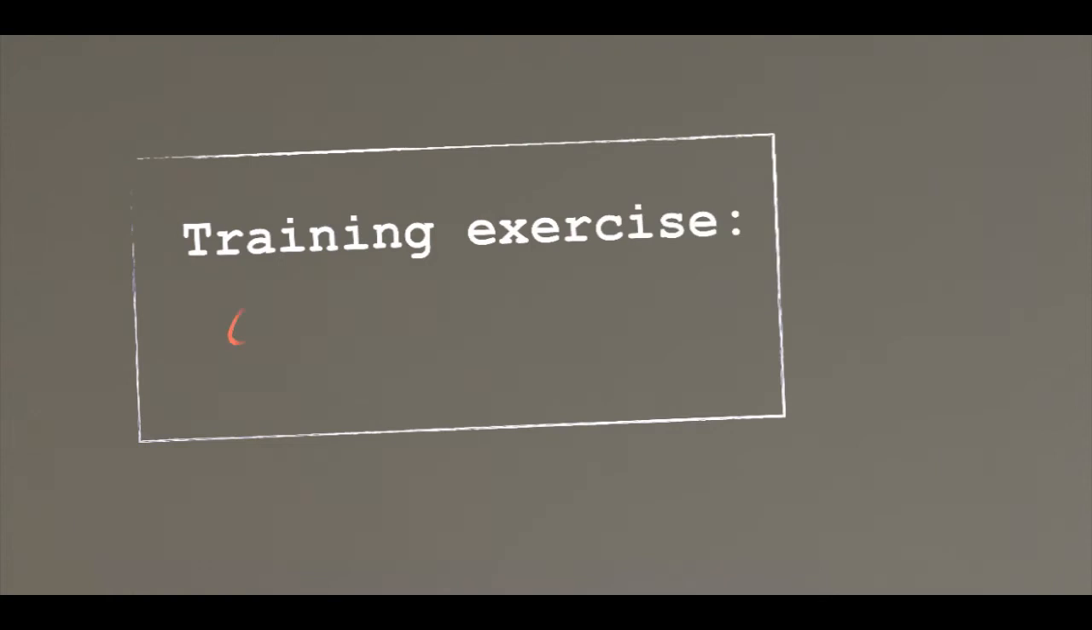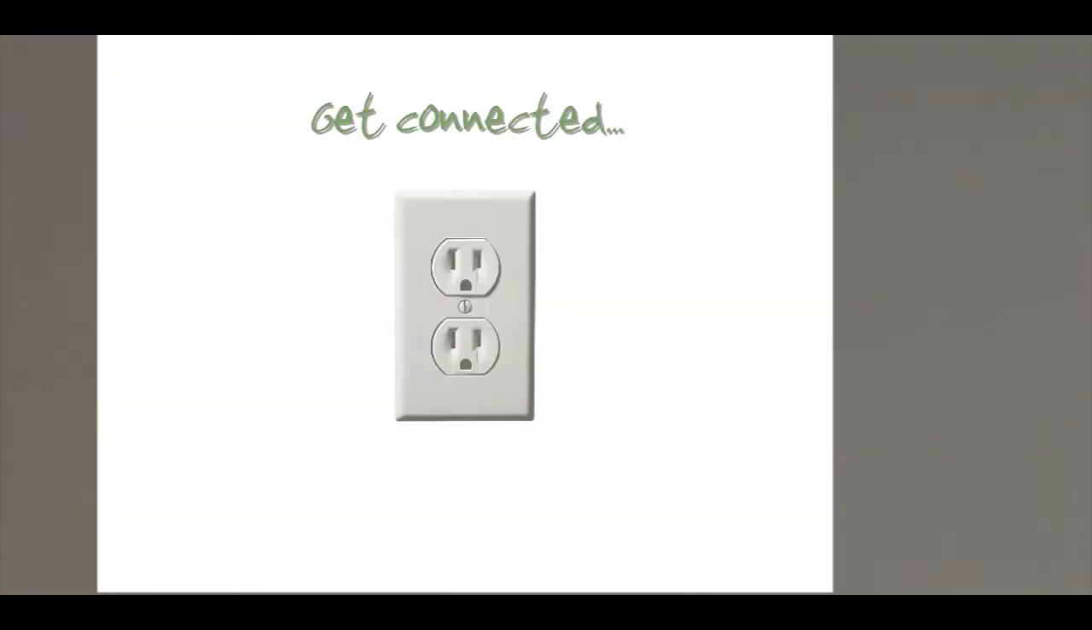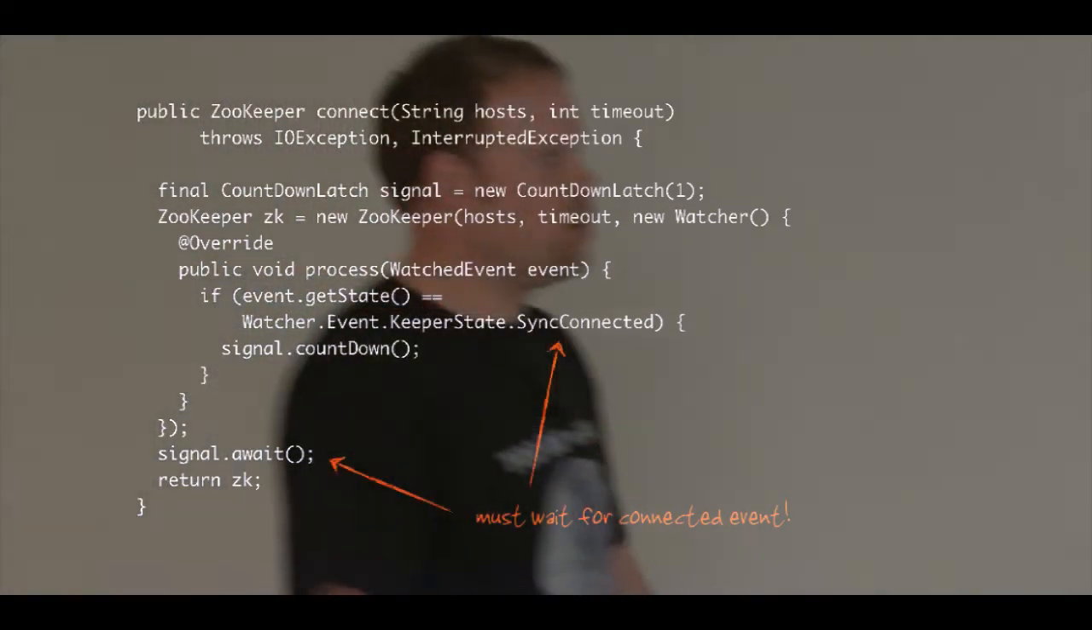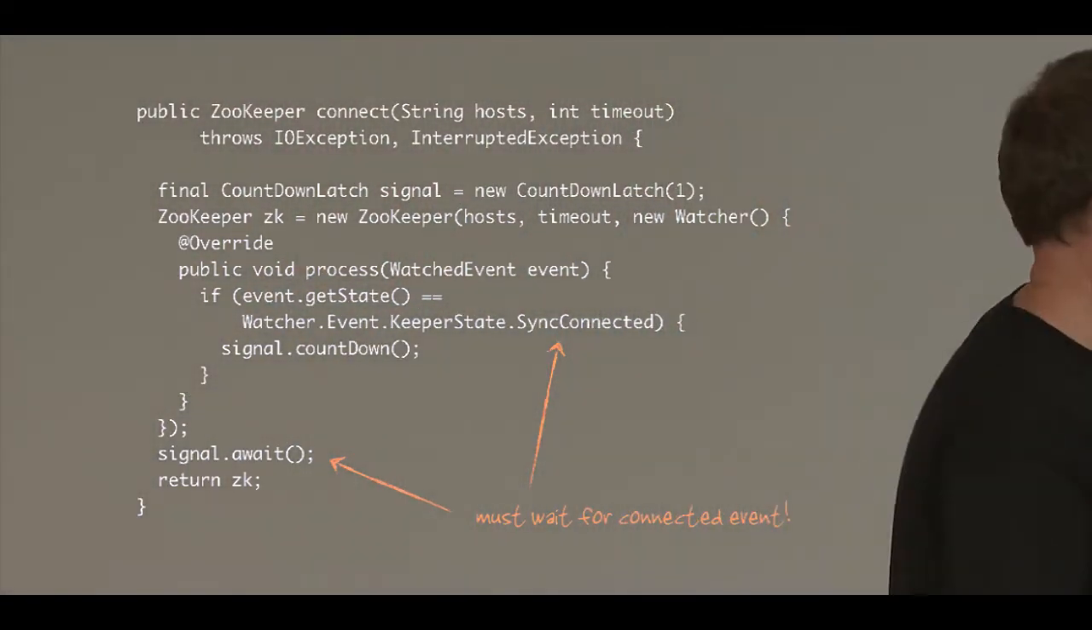Okay, so let's do a little training exercise. Let's see how you would build a group membership application. The first thing you have to do is get connected to ZooKeeper. As a client, you have to connect to ZooKeeper, and then a session will be started. This being Java, it's going to be extremely verbose and ceremonious, and we're not going to worry about that.